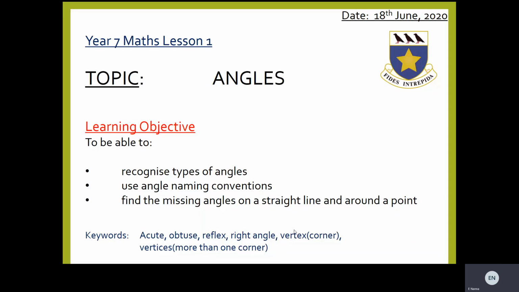My name is Miss Nana, and I'm here to take you a lesson on angles. This lesson will be for students in 7x3, 7y3, 7y4, 7y2. I repeat again, this lesson will be appropriate for students in 7x3, 7y3, 7y4, 7y2. Hopefully your teacher should have informed you that this video will be out for you.